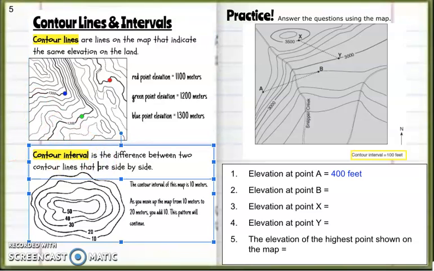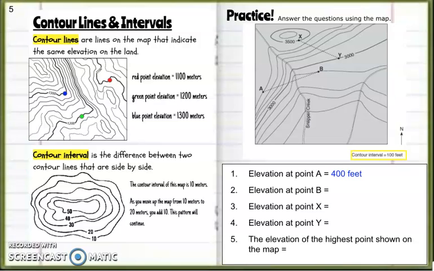Contour interval is the difference between two contour lines. Contour intervals are important because they're on every single map, and they tell you how much you're going to go up or down to each line. The easiest way to solve this is to subtract these two. If I subtract 20 and 10, because I want to know how much I traveled between those two lines, the contour interval of this map is 10.